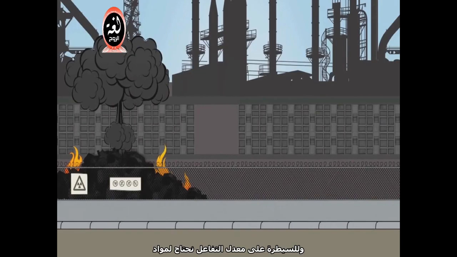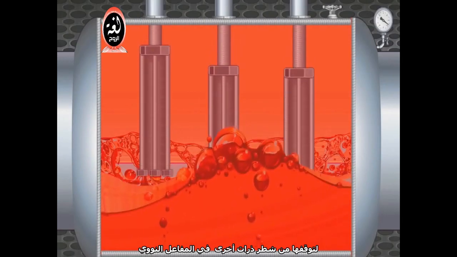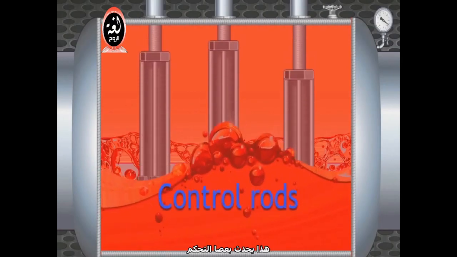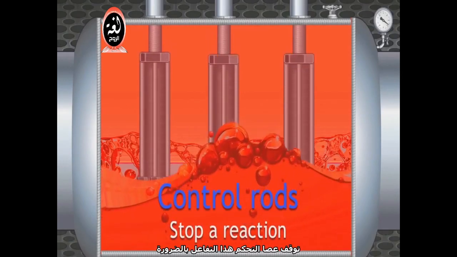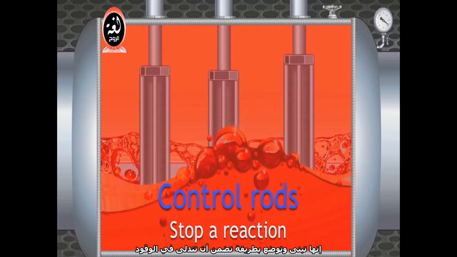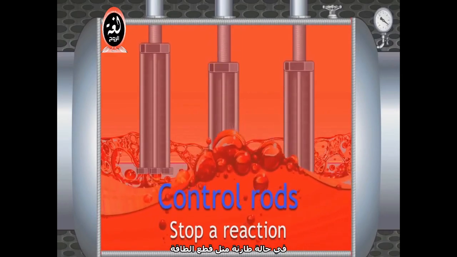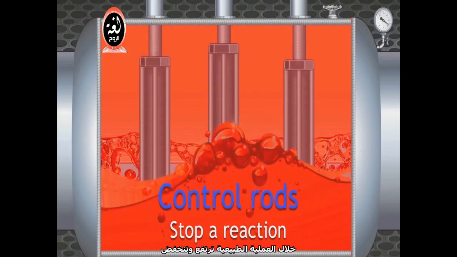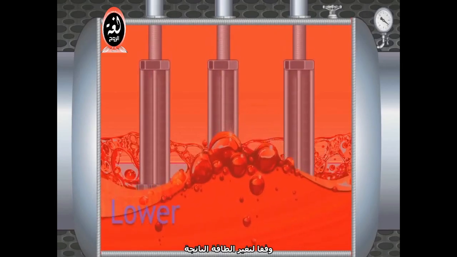To control the rate of reaction, we need a substance which can absorb the neutrons, stopping them from splitting up other atoms. In a nuclear reactor, this is done by control rods. When lowered, these control rods stop the reaction if necessary. They are built and positioned in a way that ensures they drop into the fuel in the case of an emergency such as a power cut. During normal operation, they are raised and lowered accordingly to vary power output.